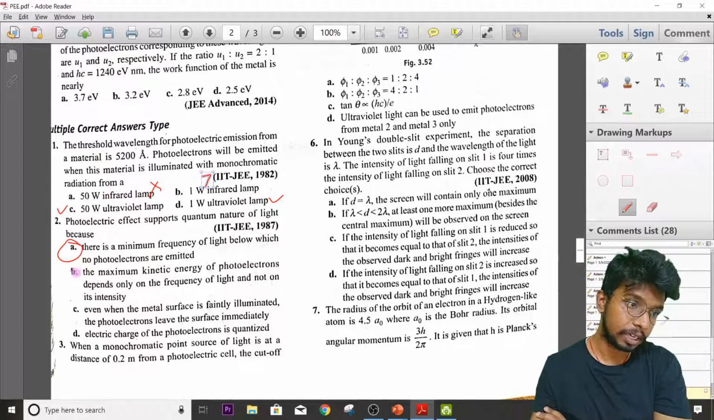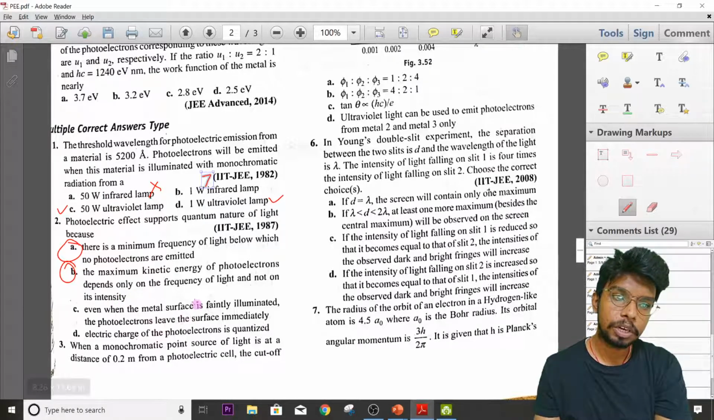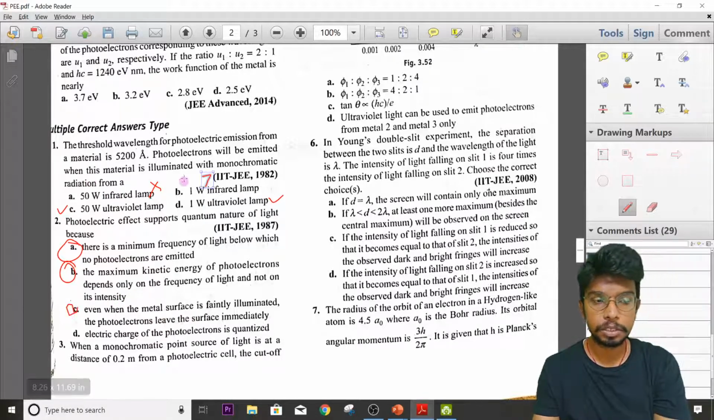That is also perfectly fine. And even when the metal surface is faintly illuminated, the photoelectron leaves the surface immediately. This is the same situation. Illumination does not matter for the ejection.